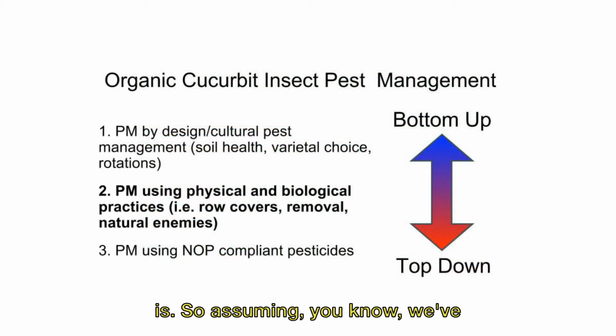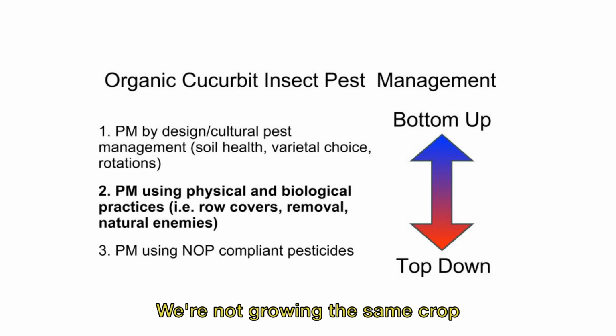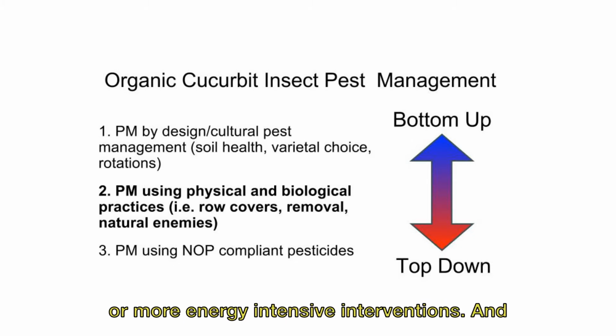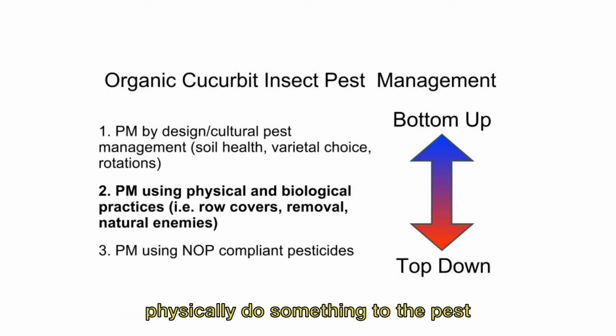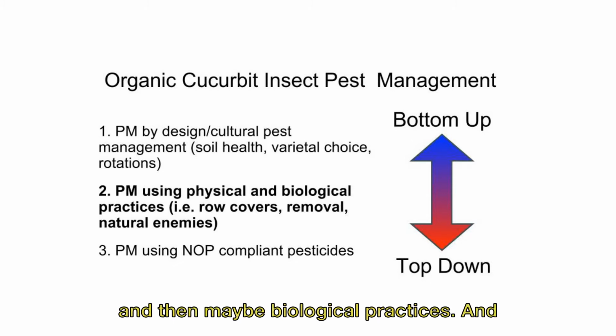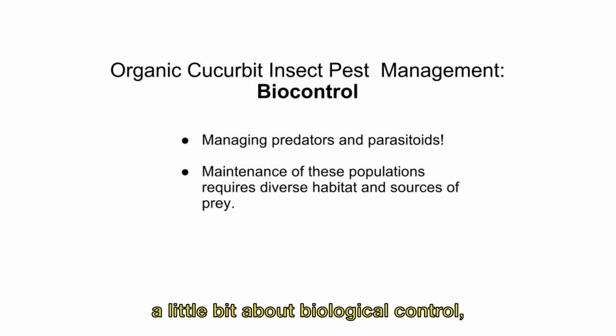So assuming we've done our best, we've got a healthy soil, we've used a resistant variety, we're not growing the same crop and certainly not the same cultivar in the same place over and over again. We're being good stewards of our soil and land, but we still have a pest management problem. Now we have to roll into more physical interventions or more energy-intensive interventions. The first of these are really physical pest management, where we physically do something to the pest, and then maybe biological practices. And here I just wanted to talk a little bit about biological control.